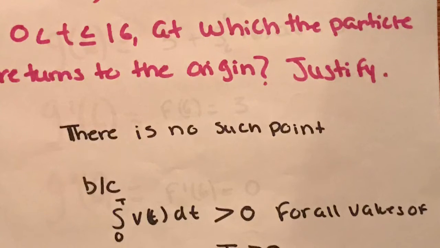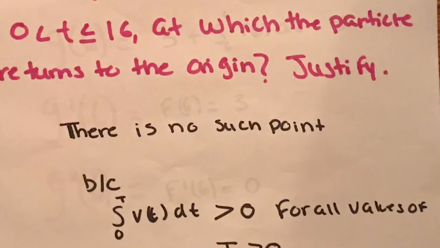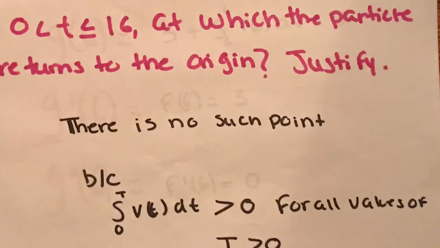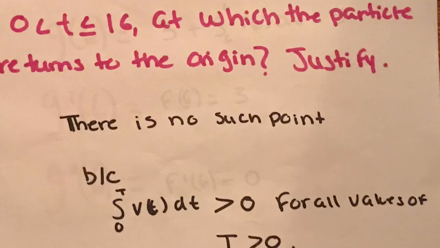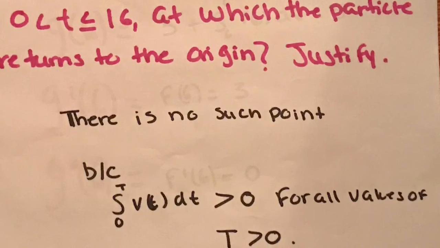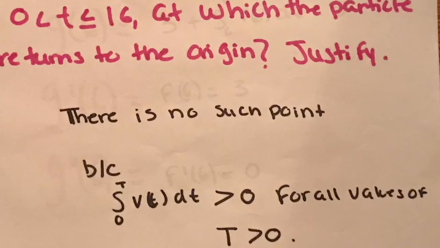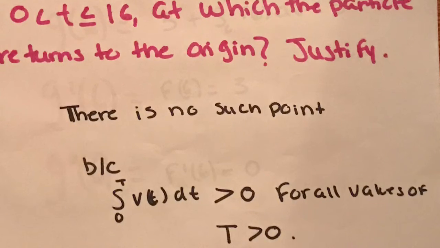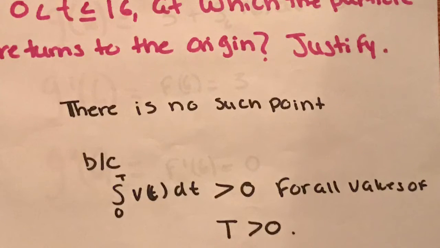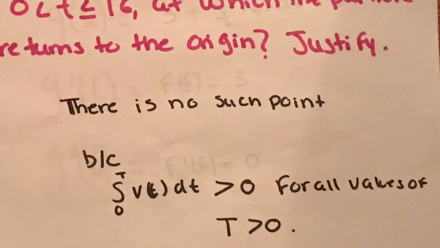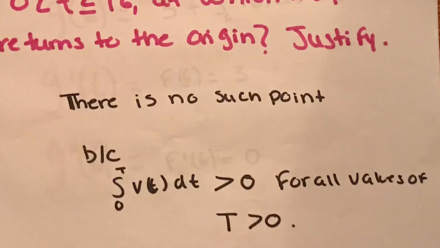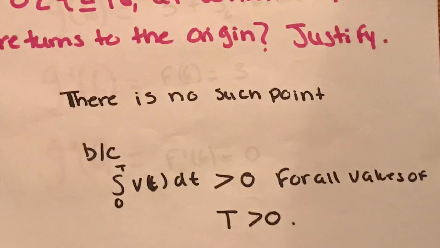Once you graph this in a calculator, you will get no zeros. So there's no time at which the integral of 0 to t of v of t dt is equal to 0. From this we know that the particle will not return to the origin, because for all values of t greater than 0, the integral is positive.